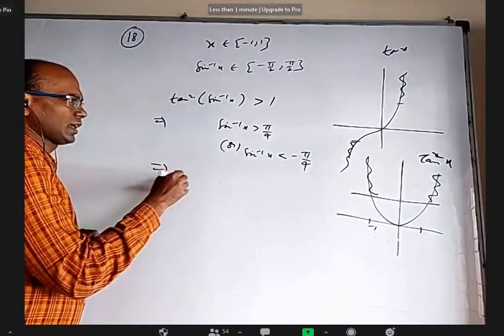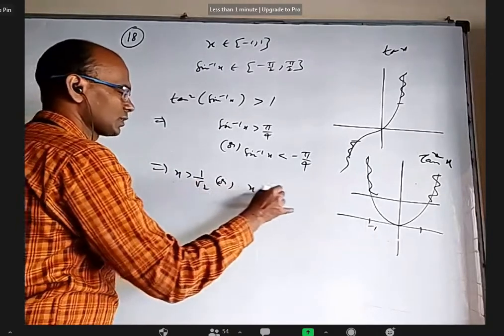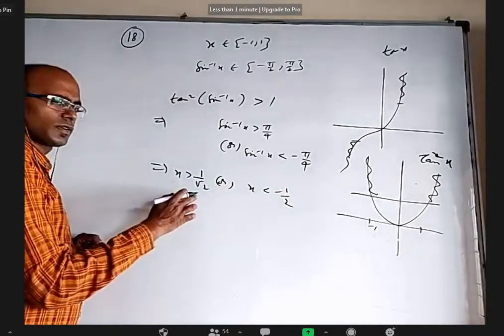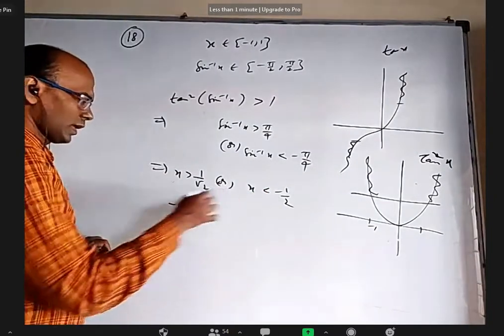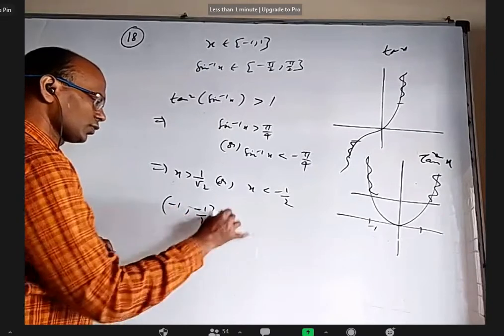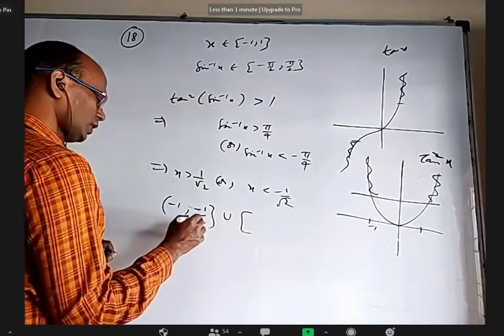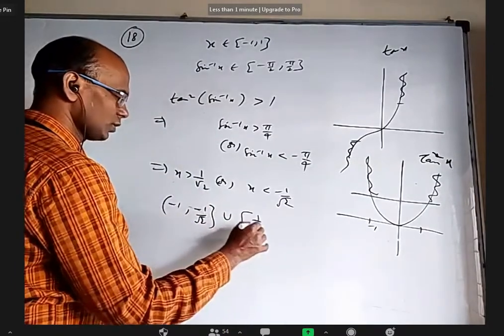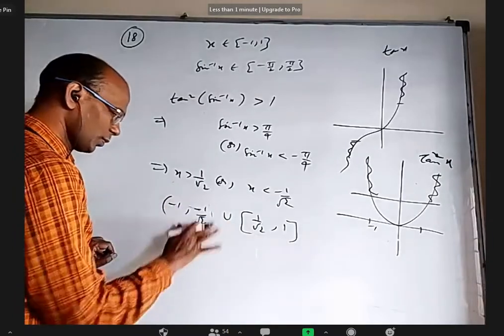From that, we'll get x greater than sin pi/4, 1/√2, or x less than minus 1 by root 2. This will give you 1 by root 2 to infinity. This will give you, no, minus 1 to minus 1 by root 2, union 1 by root 2, sorry. Minus 1 to minus 1 by root 2 union 1 by root 2 to 1. Oh, sorry. This is open, this is closed.